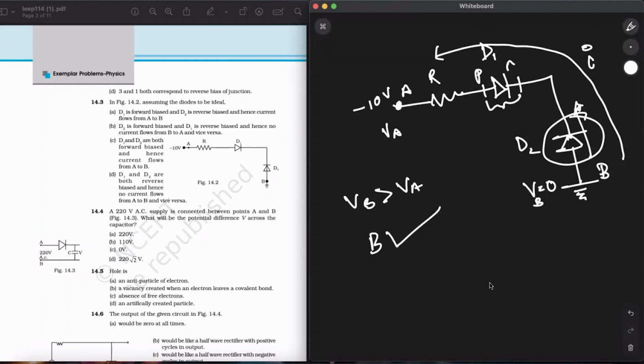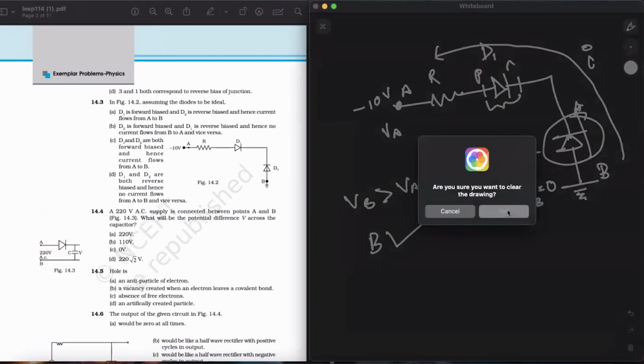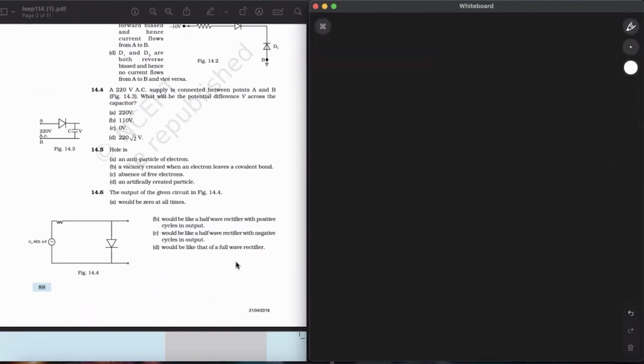Okay, now moving on to the next part. A 220 volt AC supply is connected between the points A and B. What will be the potential difference V across the capacitor? Okay, so there's a 220 volt AC supply connected between the points A and B. What will be the potential difference V across the capacitor? Since it is an AC supply and the options have been given, we'll just calculate it for you.